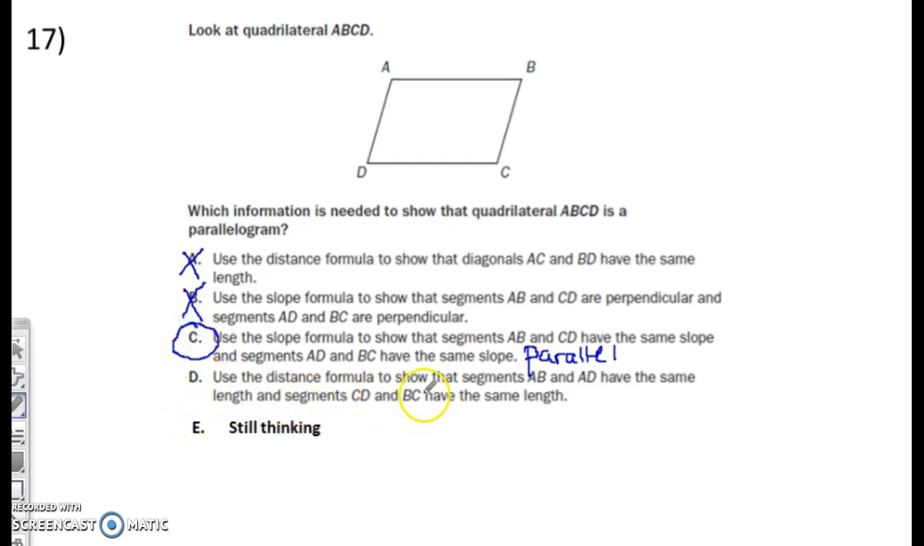Use the distance formula to show that segments AB and AD have the same length. AB and AD, those are not going to have the same length. Even in this picture, you can tell AB is longer. So it is going to be C.